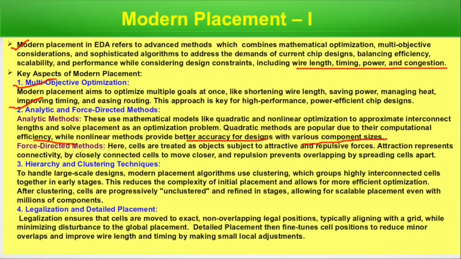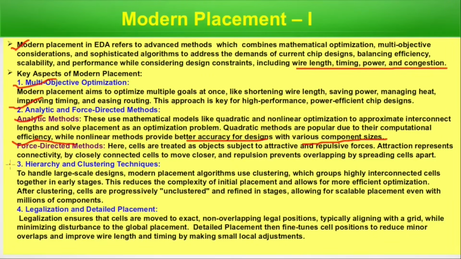sizes. Force-directed methods. Here, cells are treated as objects subject to attractive and repulsive forces. Attraction represents connectivity, causing closely connected cells to move closer, and repulsion prevents overlapping by spreading cells apart. So these are the methods.